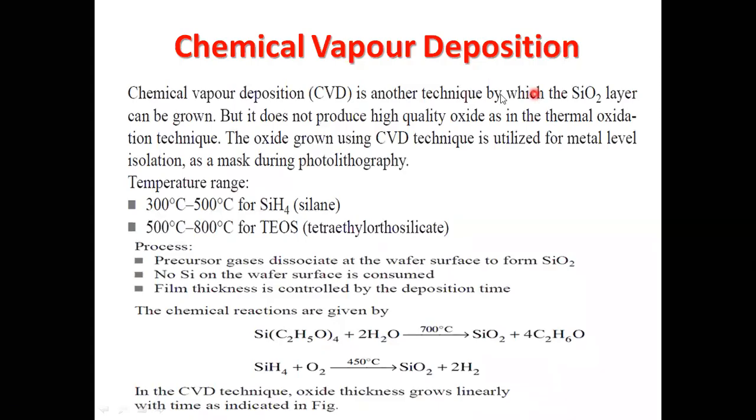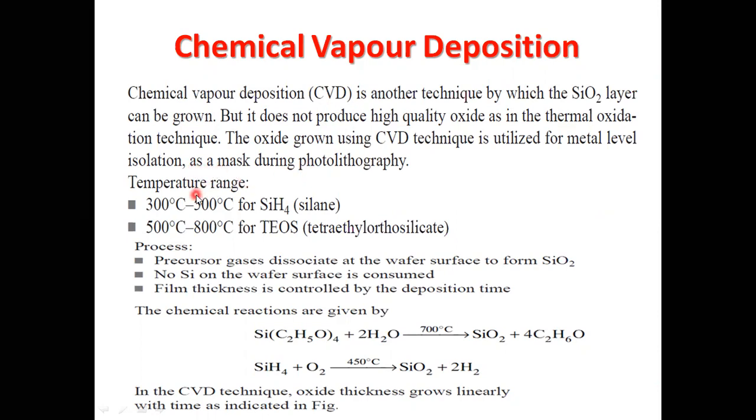Next one is the chemical vapor deposition. Chemical vapor deposition, also known as CVD, is another technique by which the silicon dioxide layer can be grown, but it does not produce high quality oxide like the thermal oxidation techniques. The oxide grown using the CVD technique is utilized for metal level isolation and as a mask during photolithography.